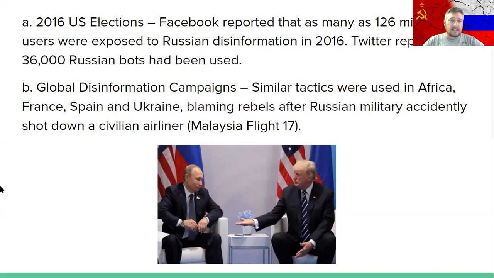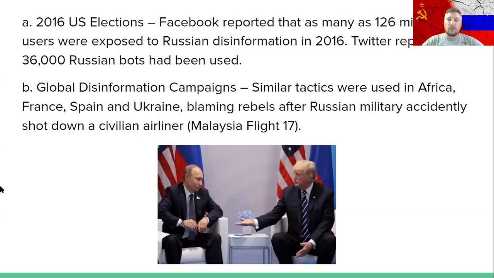Twitter reporting that 36,000 Russian bots were being used, so fake profiles that were basically retweeting the same message. So it looked like it got 1,000 retweets. Well, 900 of those are these Russian bots. So that's how they get exposure to these ideas.